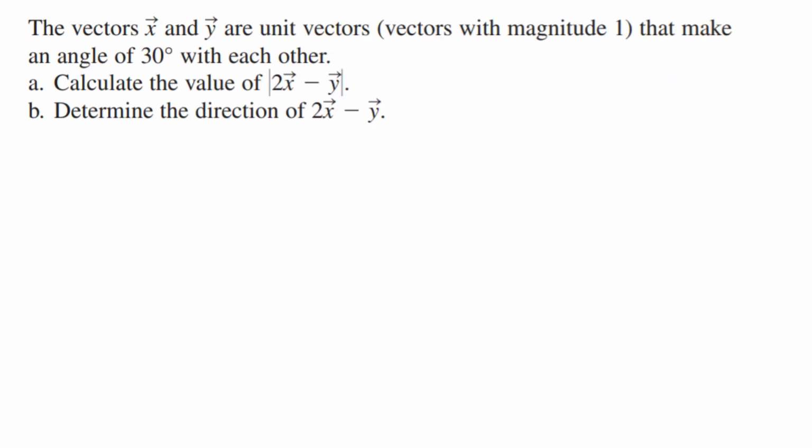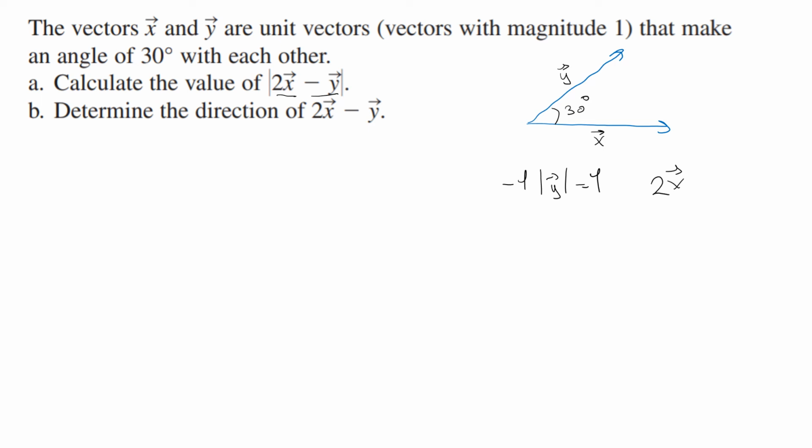The vectors x and y are unit vectors, vectors with magnitude 1, that make an angle of 30 degrees with each other. First, they want us to calculate the value of 2x minus y, and then they want us to determine the direction of 2x minus y. Now, when I draw x and y as unit vectors, this is what I get. And because they are unit vectors, the magnitude of y will equal 1. So now that they want 2x minus y, that means multiplying y by negative 1 and multiplying x, which has magnitude 1, by 2.